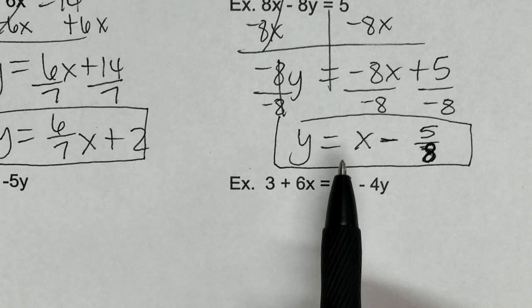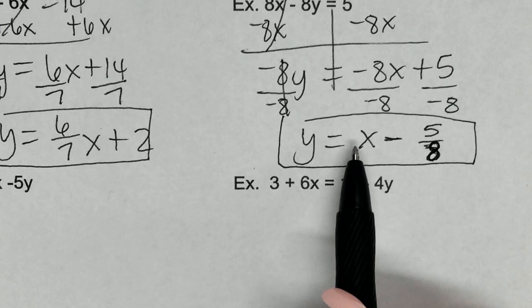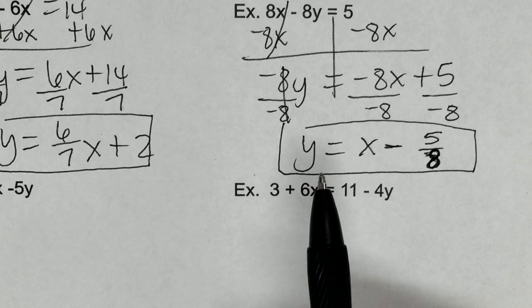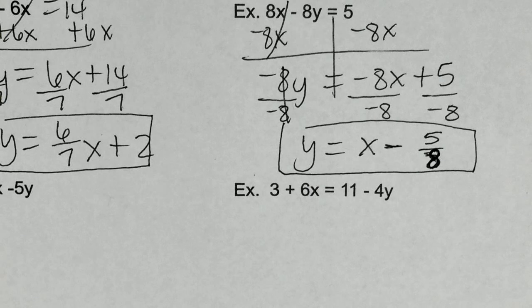What could have gone in front of this x? A 1. It has a rise and run of 1. 1 over 1. Do I have to write that? No. But if you do, it's perfectly fine.